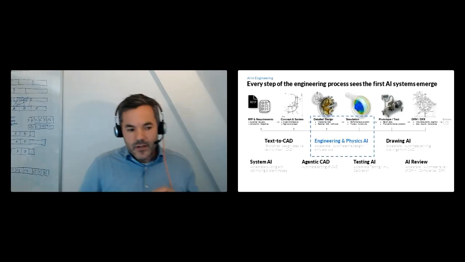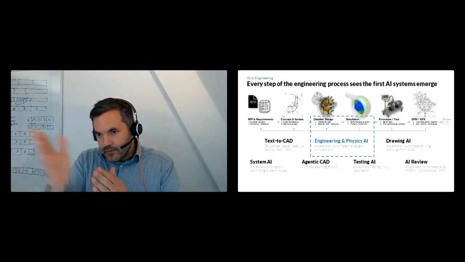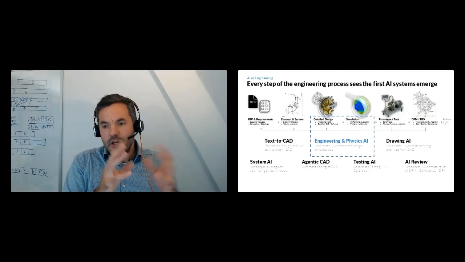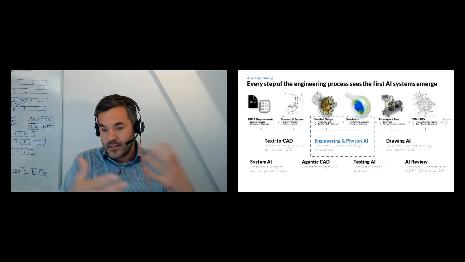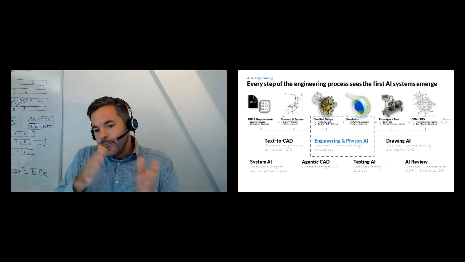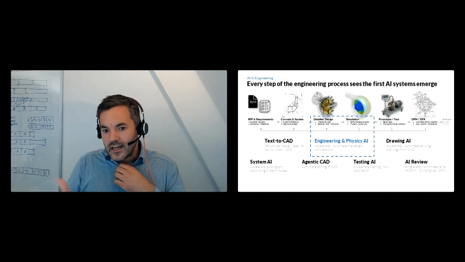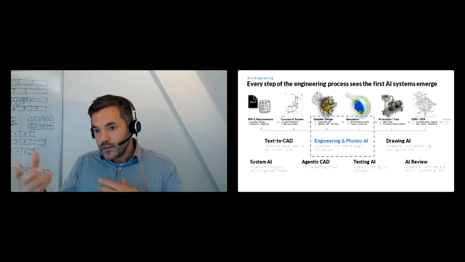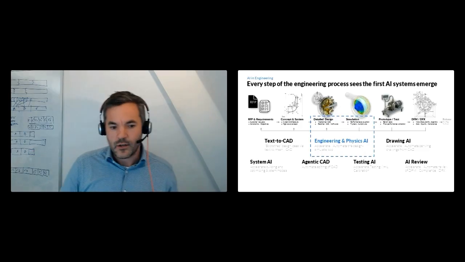But the reason why we're showing this big-picture perspective is that in the second half of this webinar, we're going to show how engineering AI functions, and we show concretely a simulation agent and how it runs simulation workflows autonomously. And in physics AI, we show how simulation results can be predicted in real time by neural net inference instead of a partial differential equation solve.